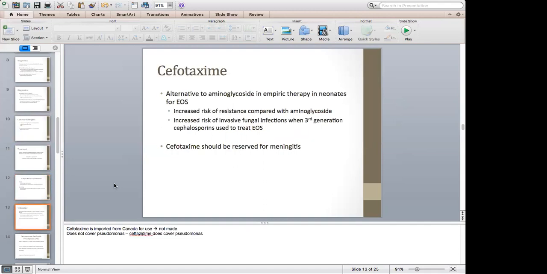Another option you can use instead of aminoglycosides is a cephalosporin called cefotaxime, and this can be used in empiric therapy as well, but it has increased resistance compared with aminoglycosides and also increased risk of invasive fungal infections. So you should reserve cefotaxime for meningitis.